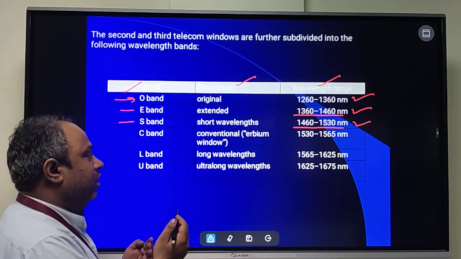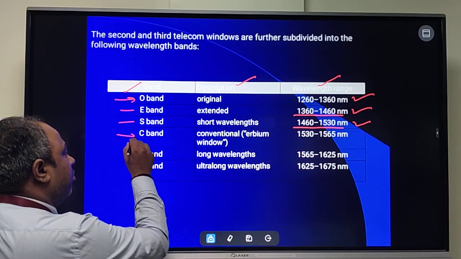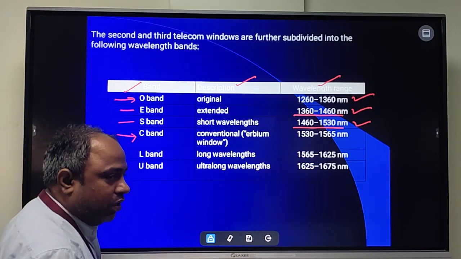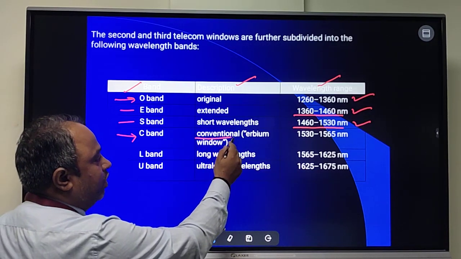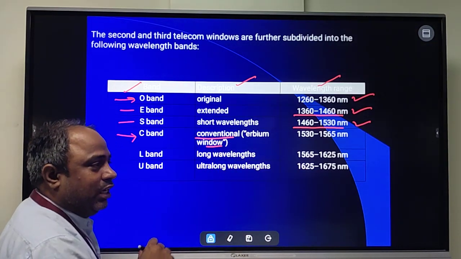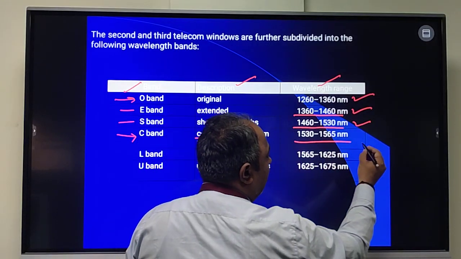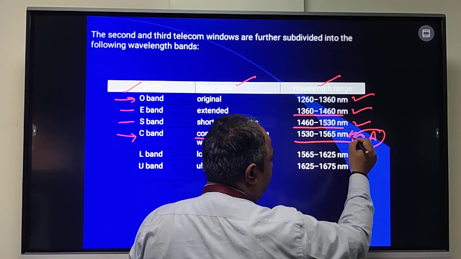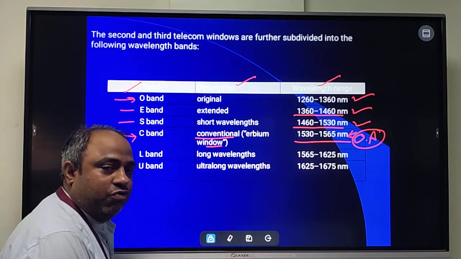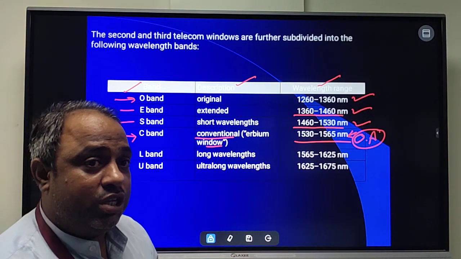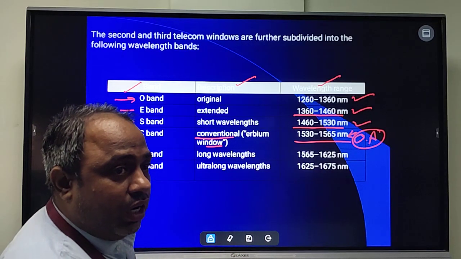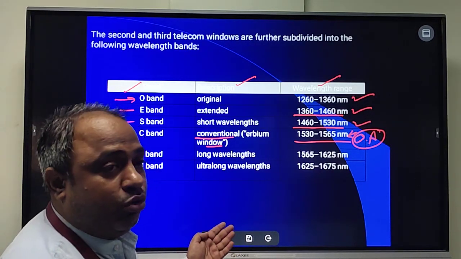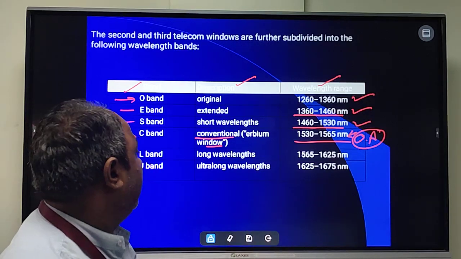But when 1990 came and technology was enhanced day by day, the C band came, which is known as the conventional band and the erbium window. At that time, we use an optical amplifier, and the range of optical amplifiers during that period is 1530 nanometers to 1565 nanometers, and the window is very wide in comparison to the other windows. So at that time we can use a larger amount of data simultaneously.